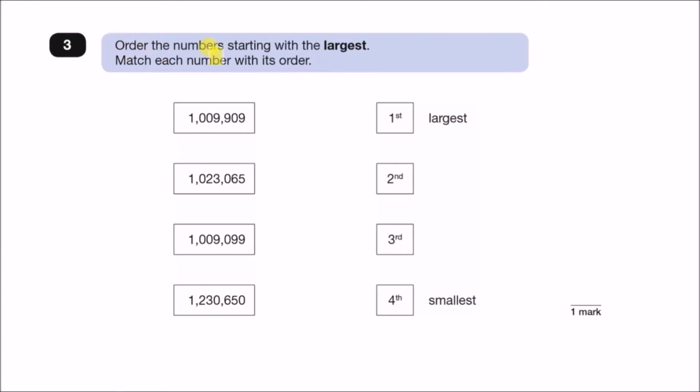All right, number 3. So order the numbers starting with the largest, so this is the biggest value, and then match each number with its order. Okay, so an easy way to do this, just have a look at all the positioning of the numbers, yeah? So what do we have? So all of this is 1 millions. So then we look at the next digit. So we have 0, 0, 0, 2. So this is definitely the biggest. 1,200,000 is way bigger. So that goes here.